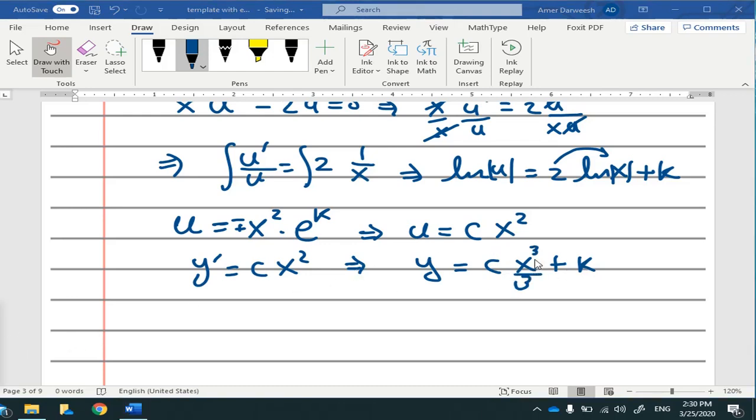I'm sorry, c x cubed over 3. So now here also I can keep calling c over 3 by c, for example. So here, I can write this in this form. So here's the final answer. Remember, this c is different than this c.